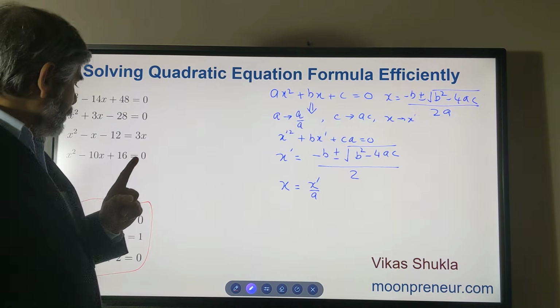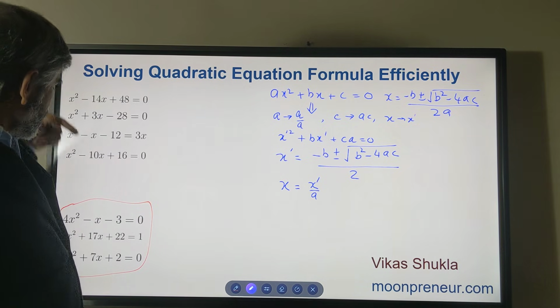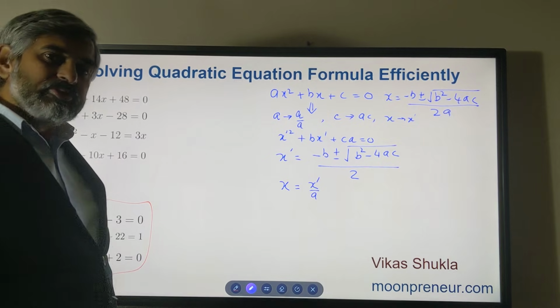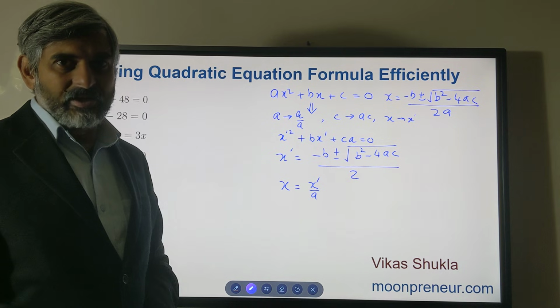But one final thing, if you are not able to factorize by any way, just go to the quadratic formula, apply this formula and solve this quadratic equation.